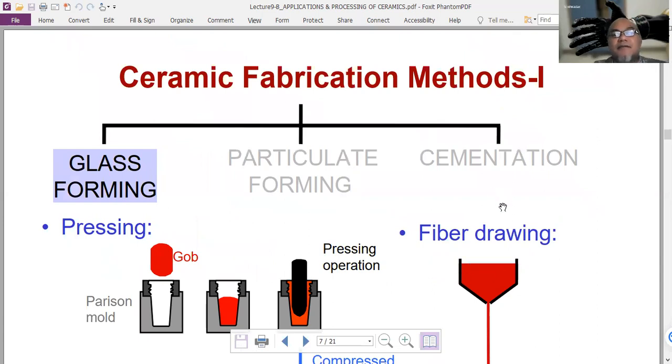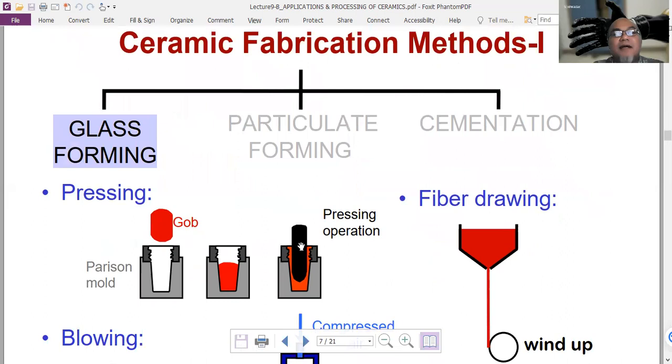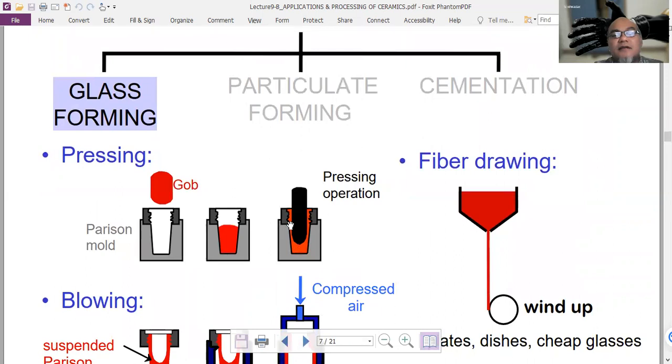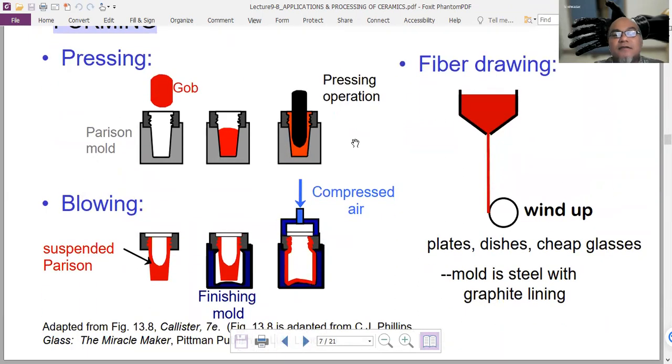How to fabricate ceramics then? This first is by glass forming. For example, we have a mold here, and we have a gob of ceramics at high temperature, like this, and put into the mold by pressing. This will form the glass shape. Then it is the suspended parison here, and then put into a finishing mold. And after that, compressed air is blown inside this cavity to form the glass structure.